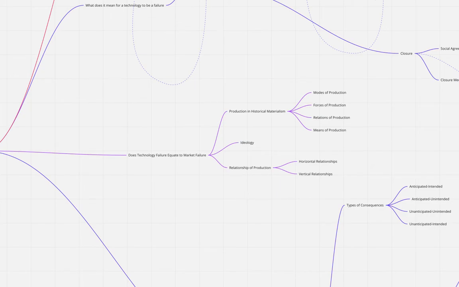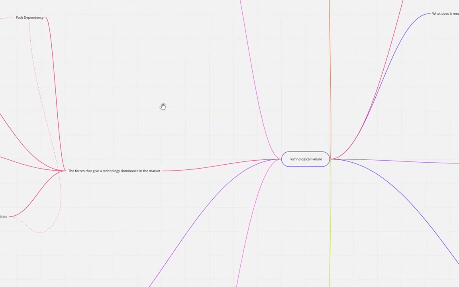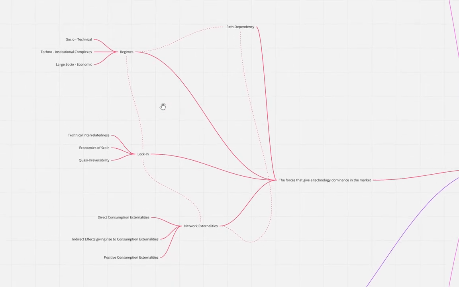Following this, we talked about the forces that give technology dominance in the market, and within this, again, I broke these down into what I thought were its main components, and then from those, I broke those down further if I felt like it needed it.